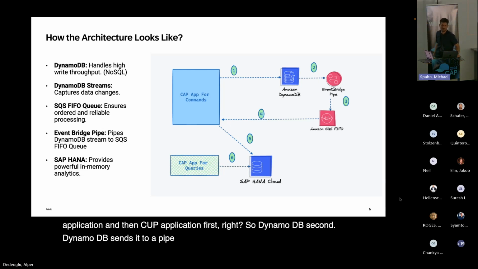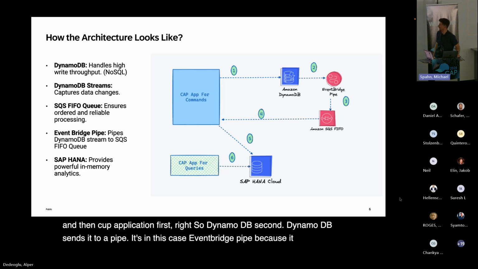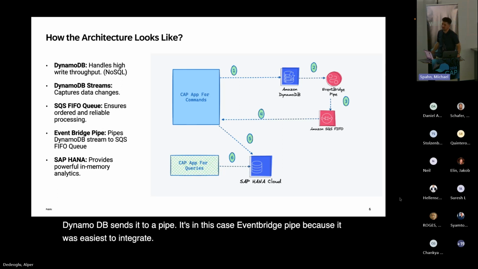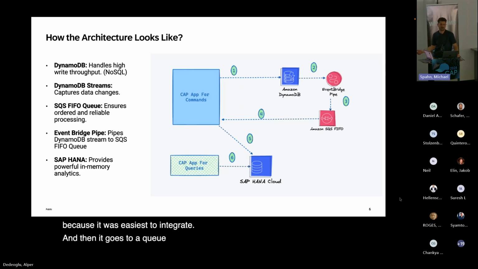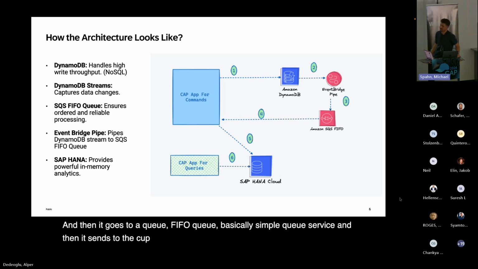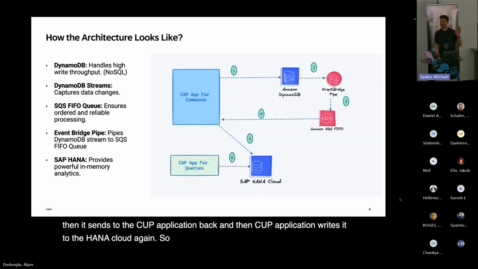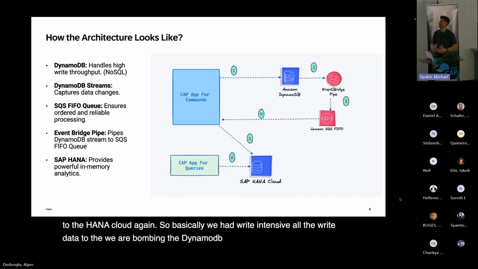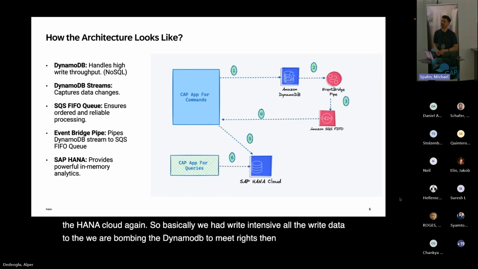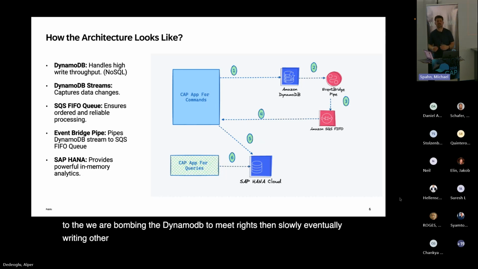It's in this case an EventBridge pipe because it was easiest to integrate. And then it goes to a FIFO queue, basically Simple Queue Service. And then it sends to the CAP application back, and then the CAP application writes it to the HANA Cloud again. So basically, we had write intensive, all the write data, we are bombing the DynamoDB with writes, then slowly, eventually writing other data to the HANA database.